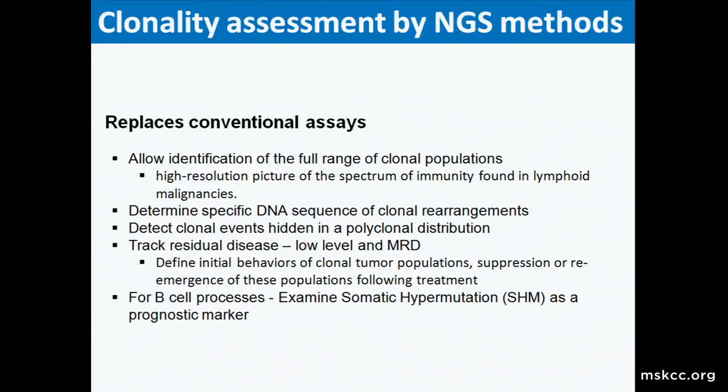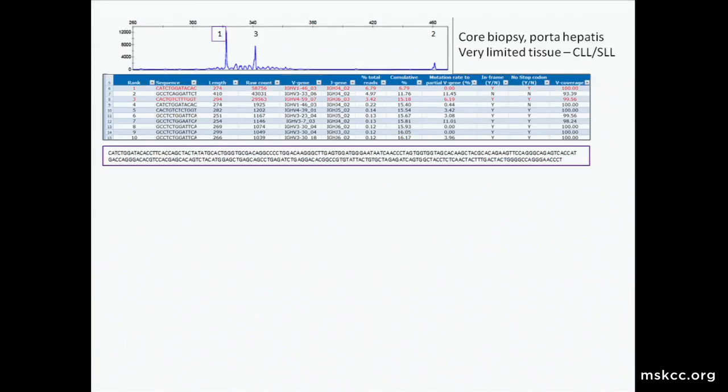You can track residual disease at low level or minimal residual disease down to 1 × 10⁻⁶, so 1 in a million. You can actually capture that molecule and know that it's there. And then it can also define the behavior of the malignancy by looking at how the clonal populations increase or decrease with the treatment that you're giving, and also what other populations arise at the end. For the B-cell processes, you can examine at the same time with these assays the somatic hypermutation as a prognostic marker.